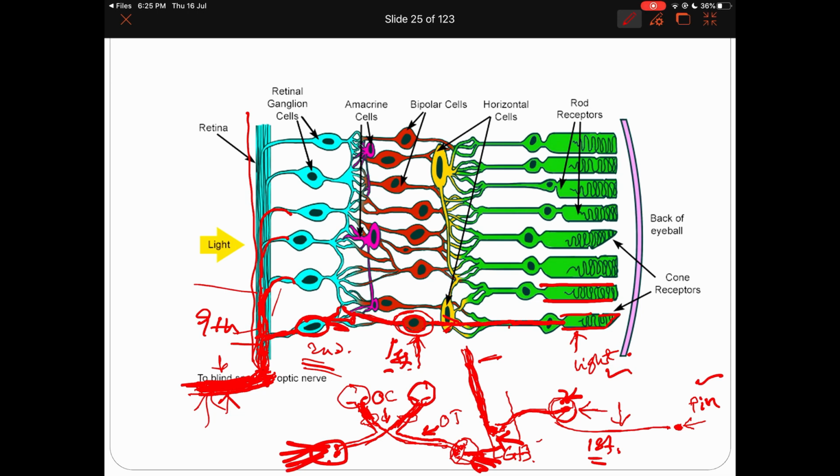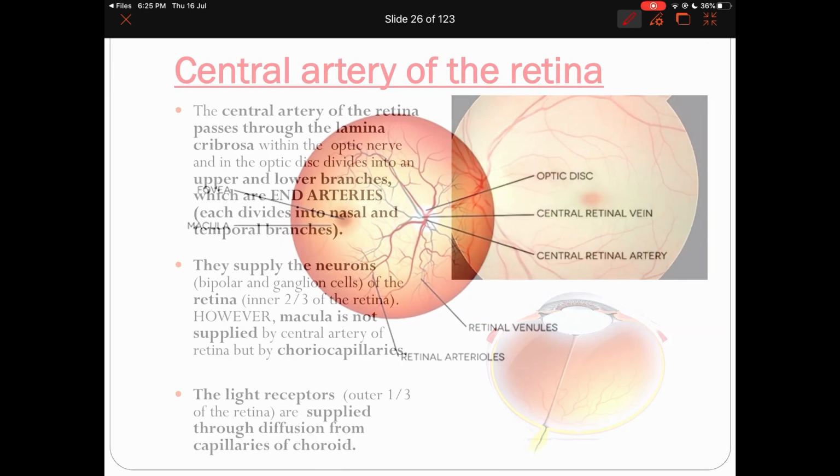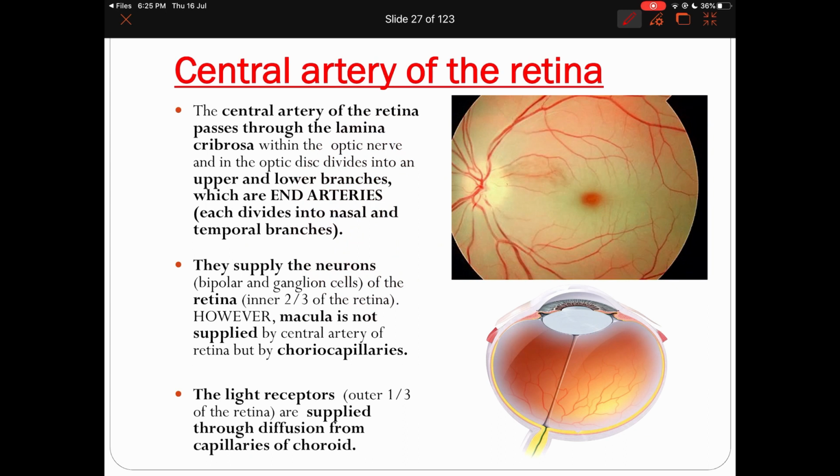From the geniculate body to the cortex, in a specific area in the occipital zone of your cerebral cortex, various details of this image will be decoded or recognized. So this is something that you are watching. Already I told you about the central artery of retina; you are seeing the temporal and nasal branches, these are the end arteries we already discussed.